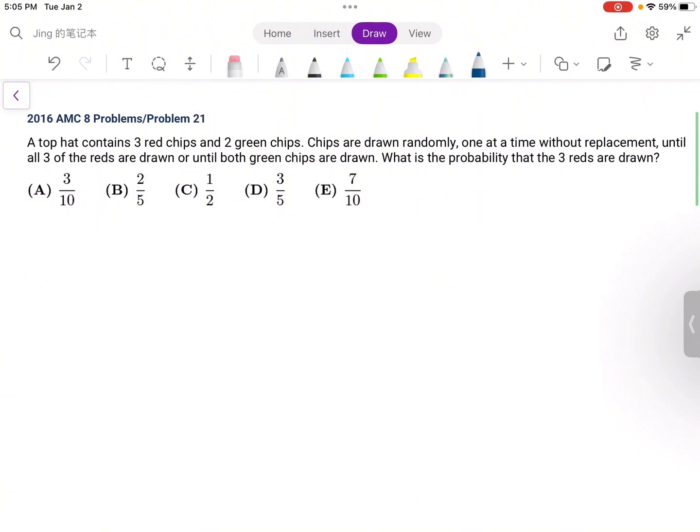And the probability that 1 green chip is left at last is the same as if we choose the green chip first. So if we choose a green chip first, the probability is 2 out of 5, because there are 2 green chips out of the total 5 chips. So the answer is B.